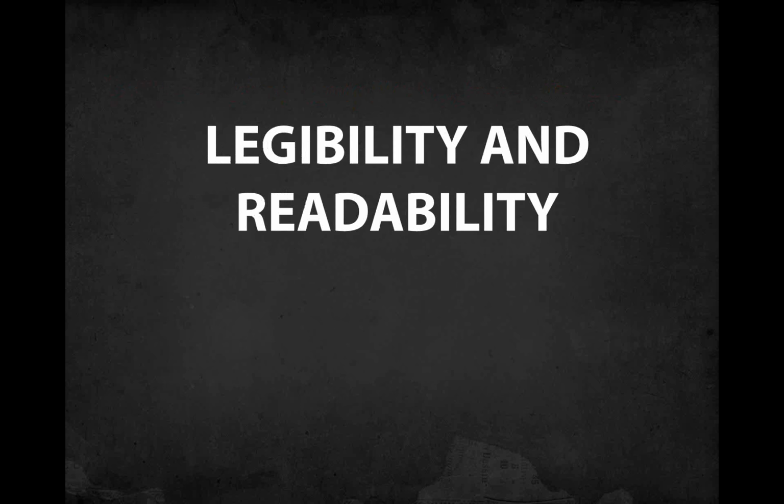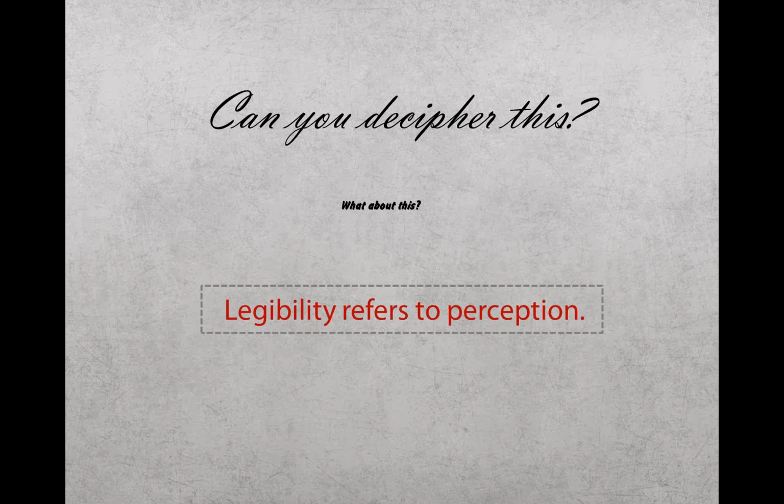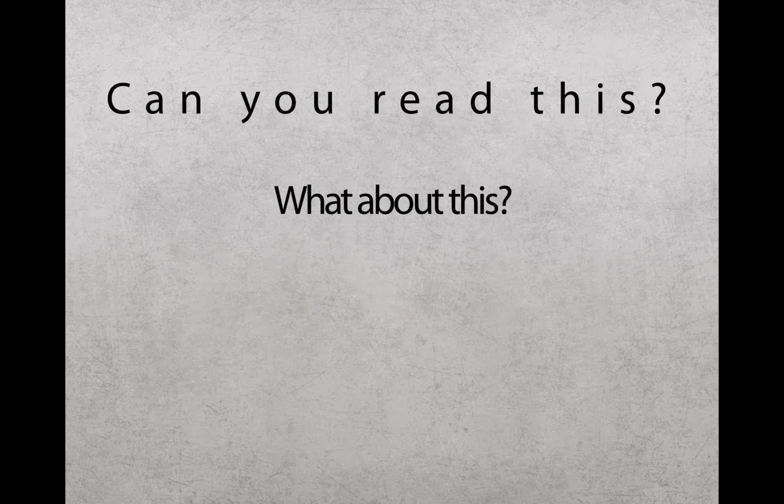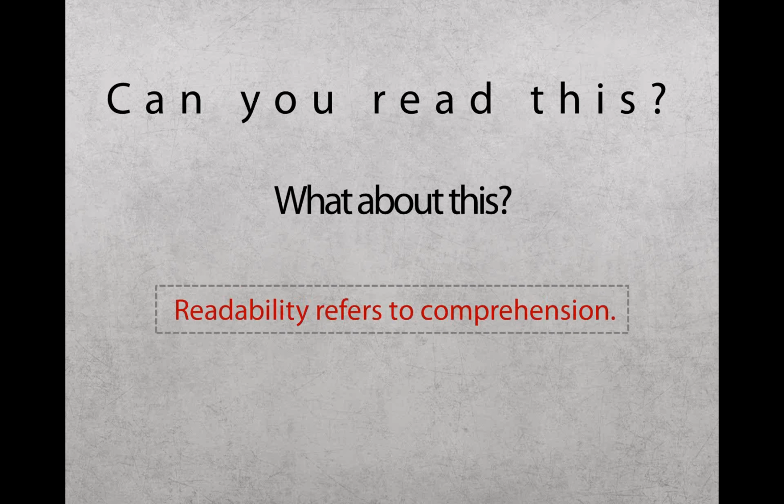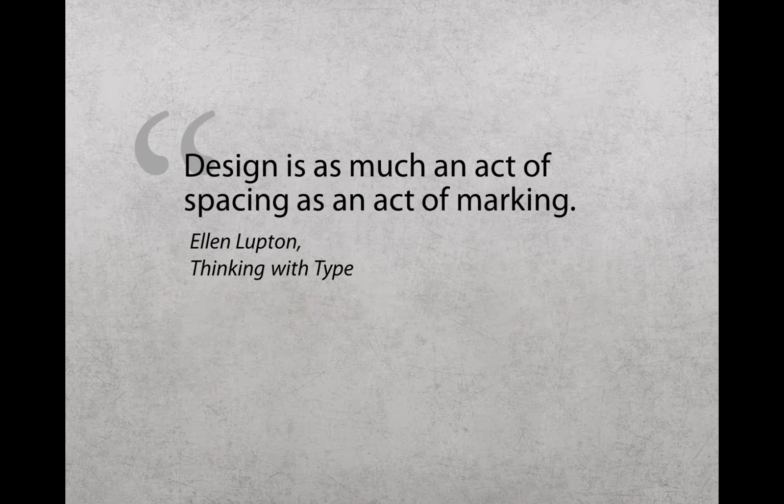And as far as typography goes, it's really important to think in terms of legibility and readability. Legibility refers to perception. They're not synonyms. It's actually, can you decipher it? Can you literally perceive it? And readability is, can you comprehend it? Can you form words out of it? That's why Ellen Lupton, who works in Baltimore at MICA, and she's a great, well-known design writer, says that design is as much an act of spacing as an act of marking.